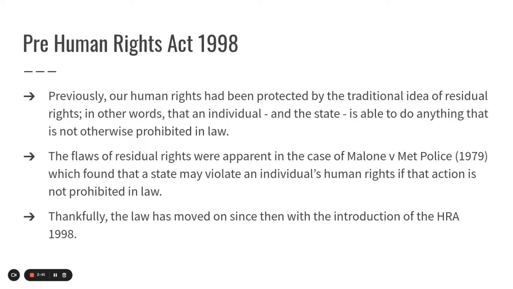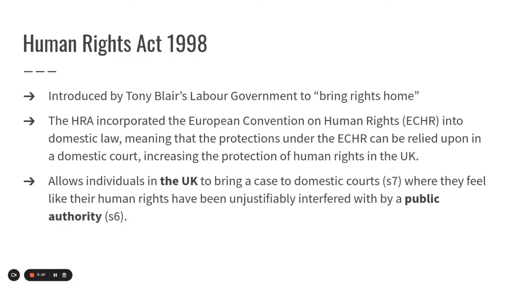However, this had many flaws, and the flaws of residual rights were apparent in the case of Malone v Metropolitan Police. This found that a state may violate an individual's human rights if that action is not prohibited in law. Obviously, that is very weak protection of human rights, things like the right to privacy, for example. Thankfully, the law has moved on since then with the introduction of the Human Rights Act.